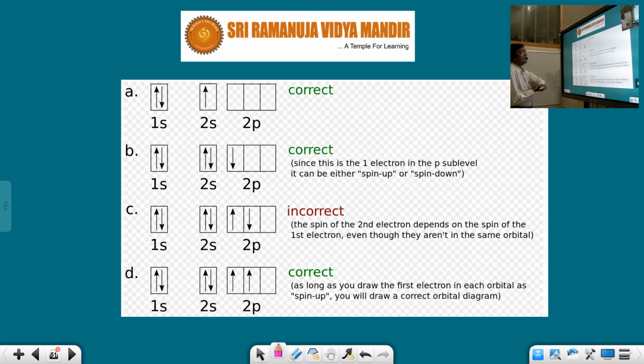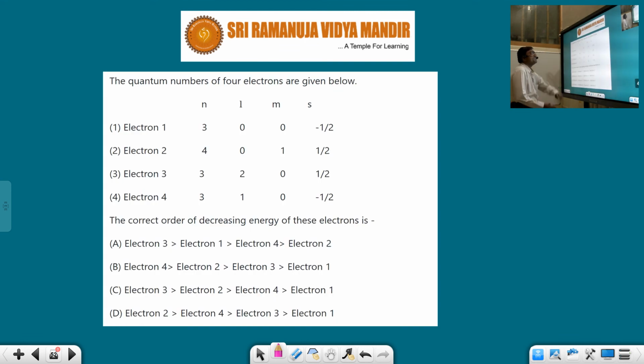Let us see the next question, students. Now this is no problem, right? This is absolutely no problem. You can write down or up. Now here first it should be singly filled, then only pairing takes place. So it is incorrect. So here Hund's rule is violated. Now this is no problem. Agreed. Now let us solve one more question, students.